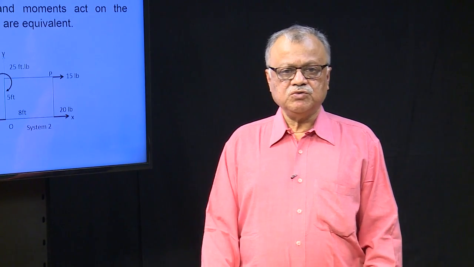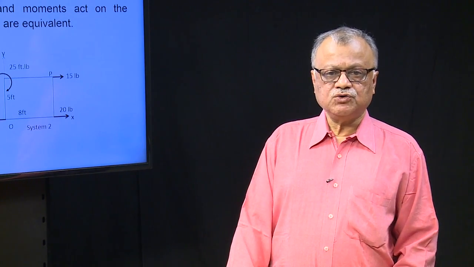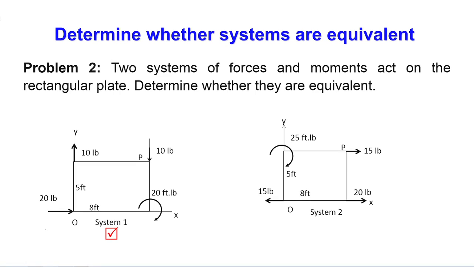Now, we are going to problem 2. There is a plate and all the forces applied are shown. We can see along the y axis there is a positive direction 10 pound force, and along the x axis on the left end bottom there is a 20 pound force, and at the right end there is a 20 foot-pound moment in the clockwise direction, and at point P there is a 10 pound force.